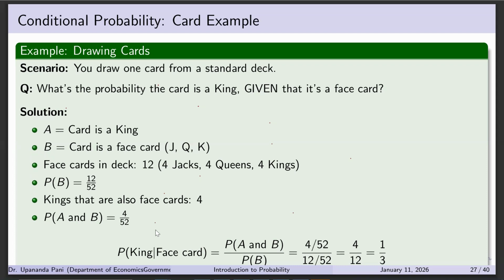Now, probability of king given that it is a face card, you can just use the numbers. That is why I have shown you the answer. Probability of A and B divided by probability of B is 4 by 52 upon 12 by 52, that is 4 by 12, which is equal to 1 by 3. Chinmay, is it clear? Yes, sir. Okay, very good.